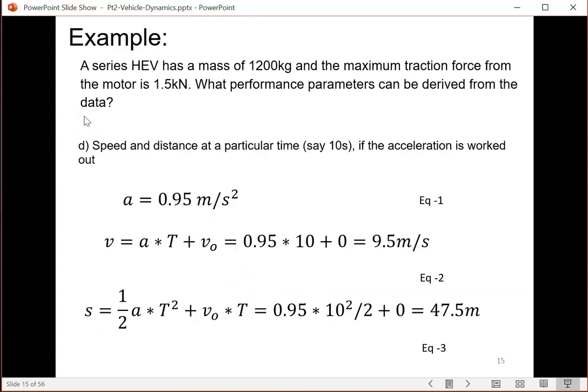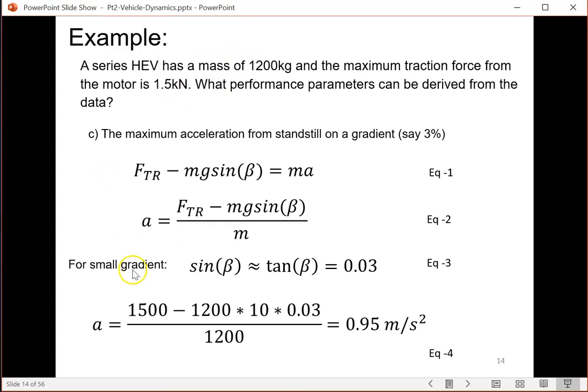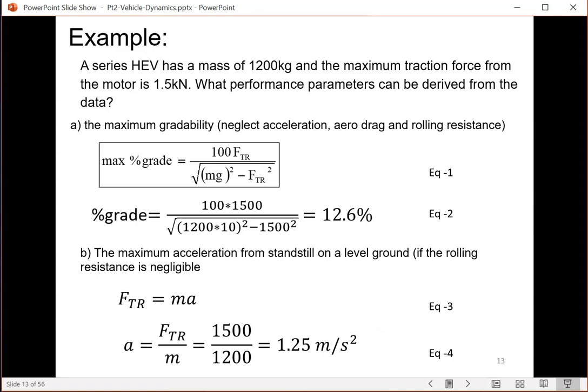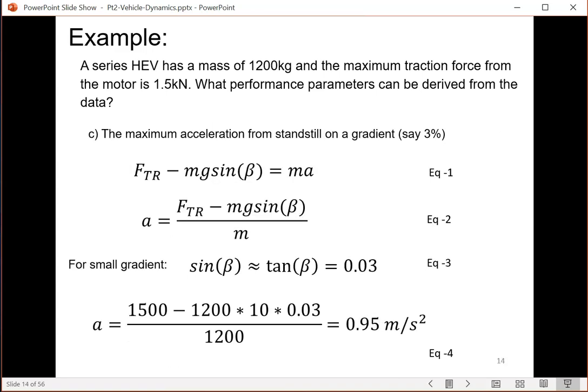The total traction force is 1500. M is 1200, G is 10, sine beta is approximately 0.03, divided by M, and I get 0.95 meter per second squared. So on level ground, we would be able to achieve an acceleration of 1.25 meter per second squared. But even for a small gradient like 3%, 0.03, the acceleration goes down by quite a lot.